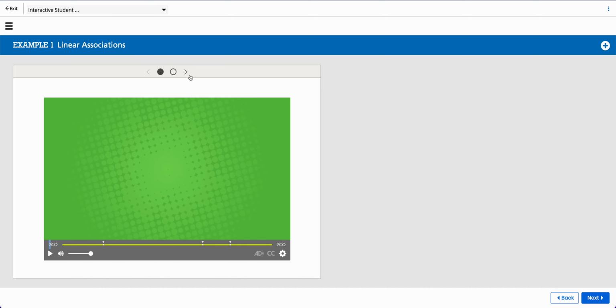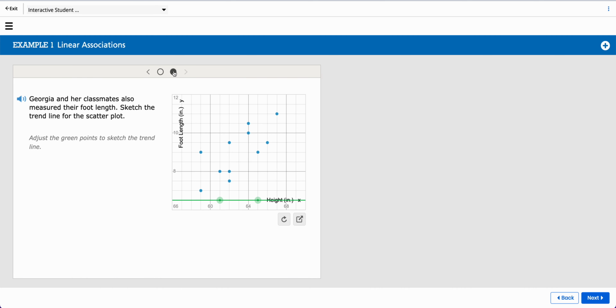Okay? All right. So Georgia and her classmates also measured their foot length. Sketch the trend line for the scatter plot. So height and foot length is what we're measuring. What would you suspect will be the case about the taller someone is? What about their foot size? They're bigger. You would expect the taller someone is, the bigger their foot size is going to be.